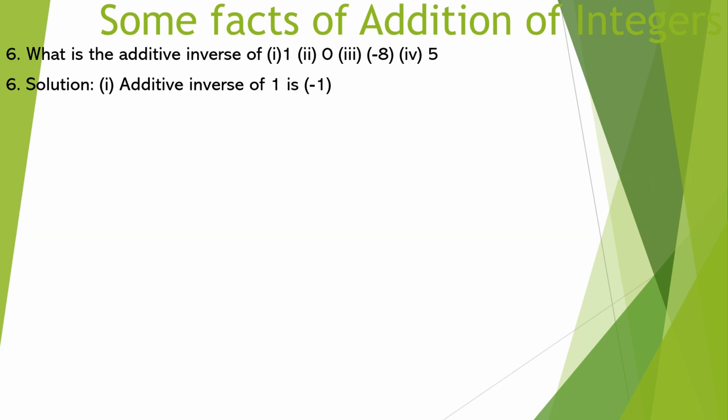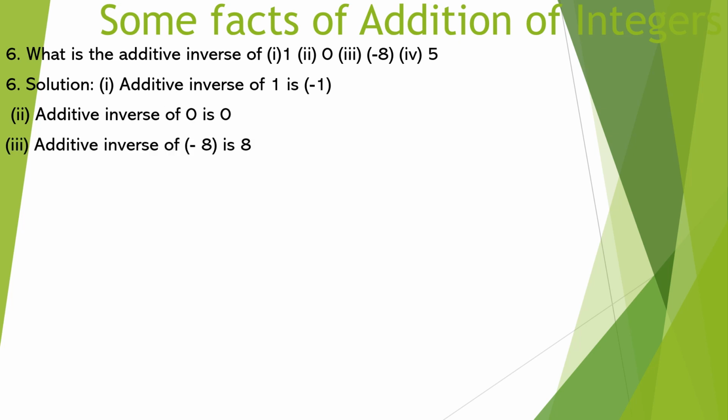Now let's find out the additive inverse of 1. Additive inverse of 1 is minus 1 because 1 plus minus 1 is equal to 0. What is the additive inverse of 0? It is 0. Additive inverse of minus 8 is 8. Additive inverse of 5 is negative 5.